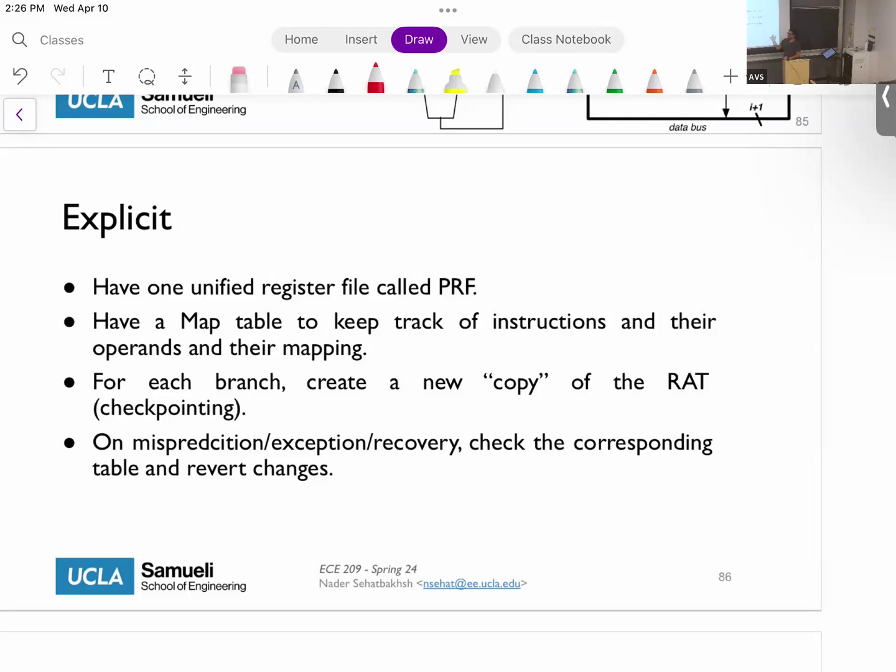The problem with this is that for every branch, for every time that we need to recover things, we need to take a copy of our RAT. So we don't really have one RAT. We have many different RATs, many copies of the RAT. For the number of branches that we want to have, we have to copy the RAT. So there is a storage overhead that comes with this format. But the good thing is that on misprediction, exception, or any recovery where we need to revert back, we just keep the RAT that we want and discard everything else. So very quickly we can find the RAT, copy everything, move back, and continue the execution.